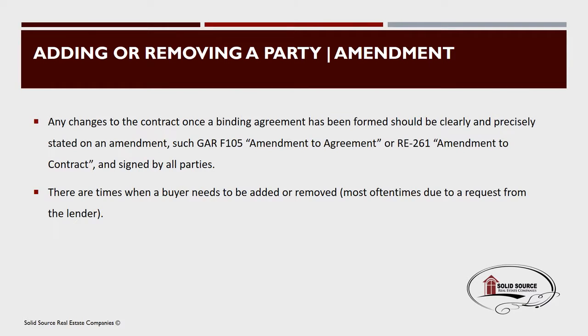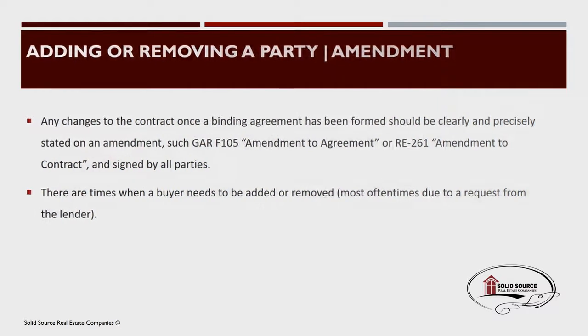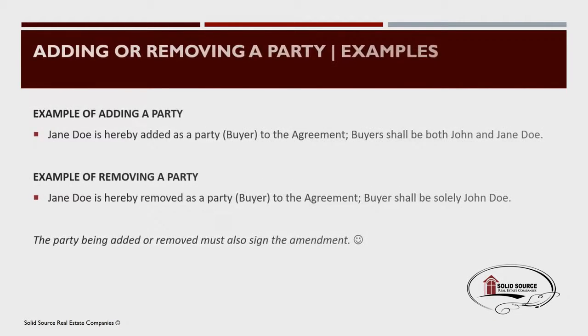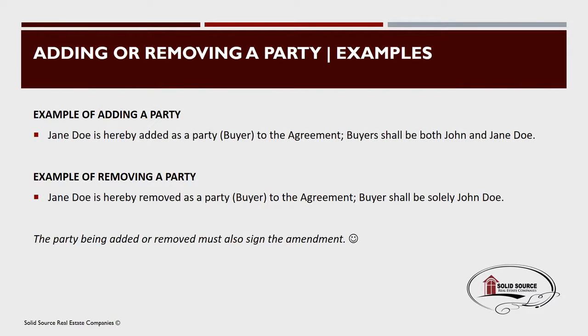There are times when a buyer needs to be added or removed, most oftentimes due to a request from the lender. Here's an example of adding a party. Jane Doe is hereby added as a party, buyer, to the agreement. Buyers shall be both John and Jane Doe.